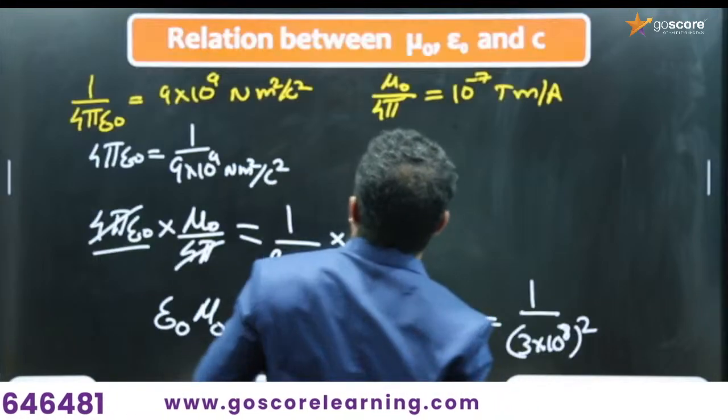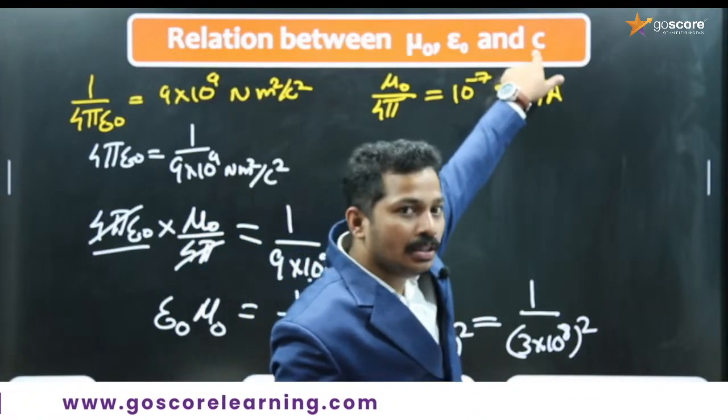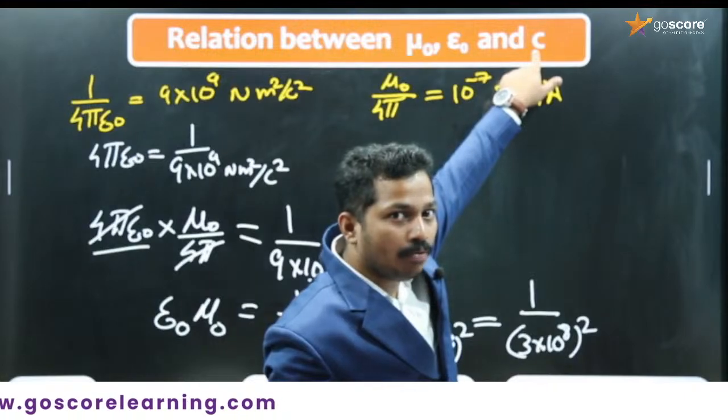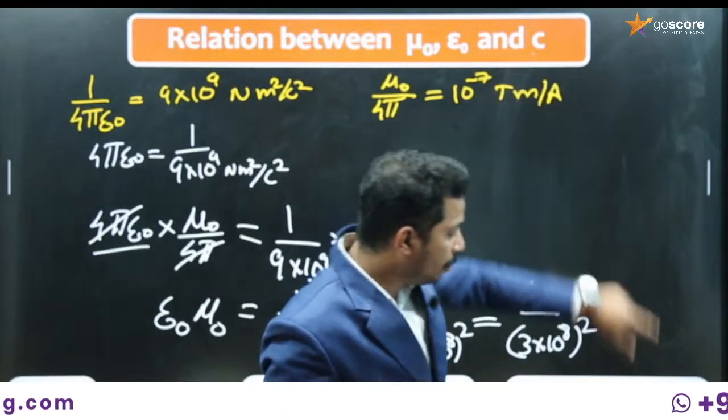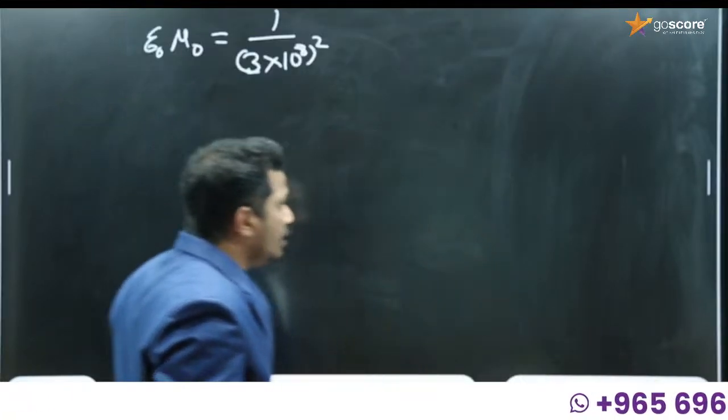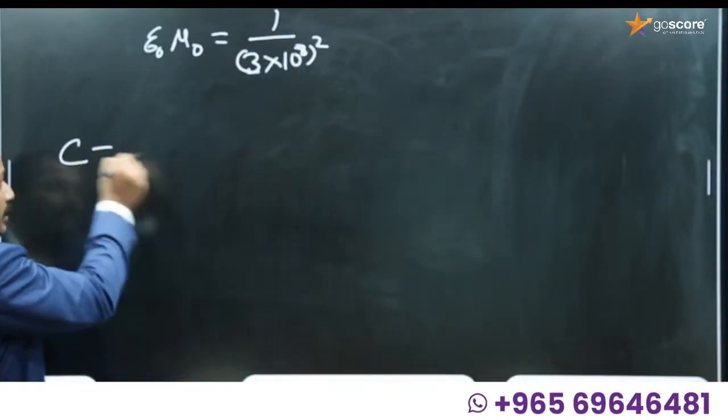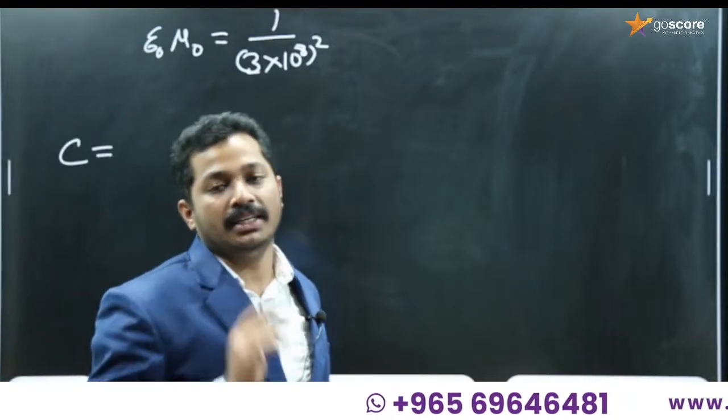We are actually deriving this c, right? What is this c? It's the speed of light in vacuum, the velocity of light in vacuum. Do you remember what the velocity of light in vacuum is? C is the letter used to denote the velocity of light in vacuum.